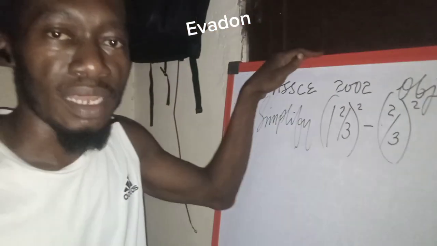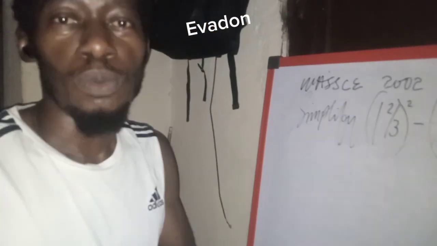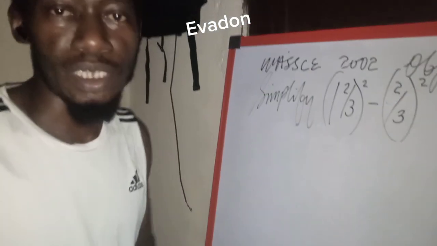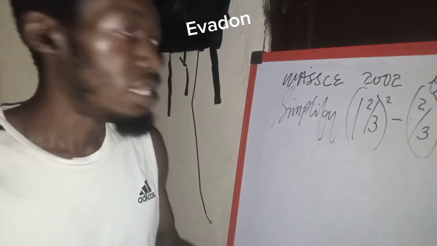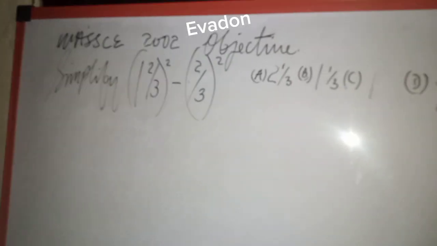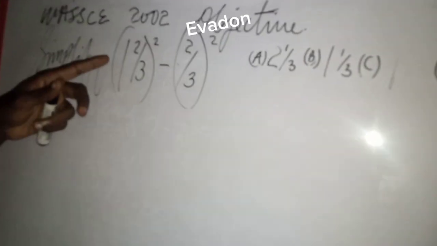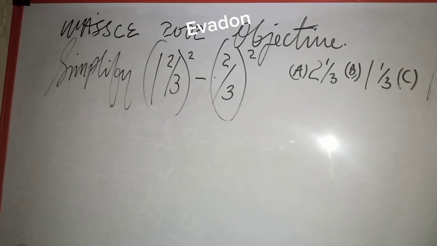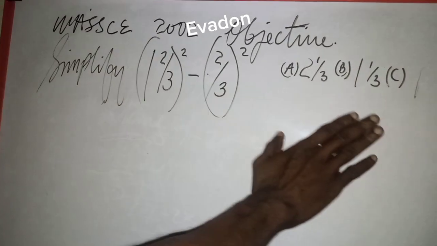In today's Evador Maths class, we are going to be looking at 2002 objective questions. Let's get going. So the first question there is to simplify this particular expression, and these are the options.